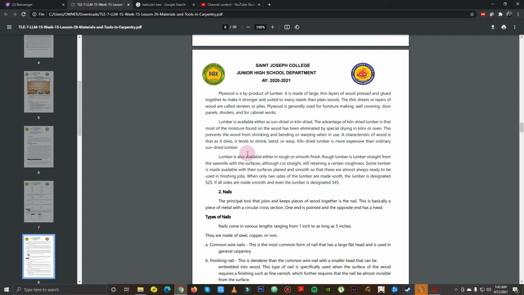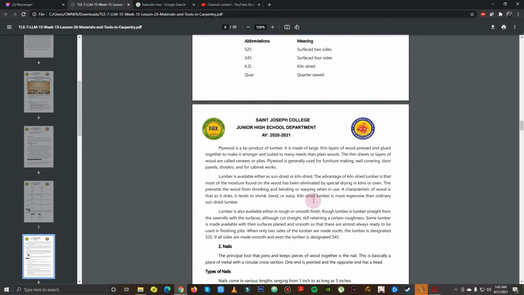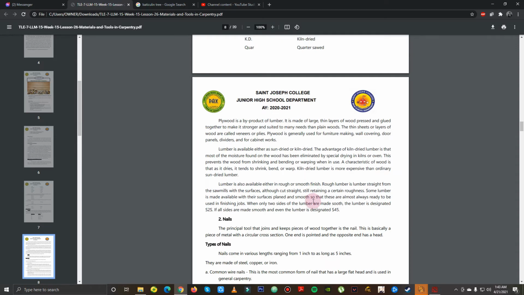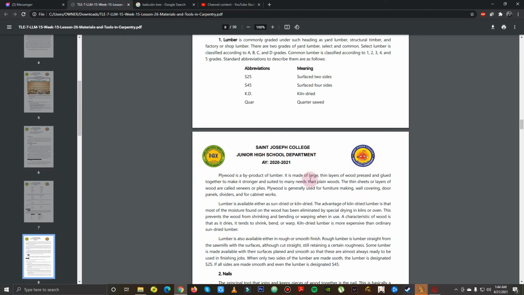Okay? Lumber is also available either in rough or smooth finish. Rough lumber is lumber straight from the sawmills, with the surfaces, although cut straight, still retaining a certain roughness. Some lumber is made available with their surfaces bland and smooth so that these are almost always ready to be used in finishing jobs. When only two sides of the lumber are made smooth, the lumber is designated S2S. S2S means surfaced two sides. If all sides are made smooth and even, the lumber is designated S4S, surfaced four sides.